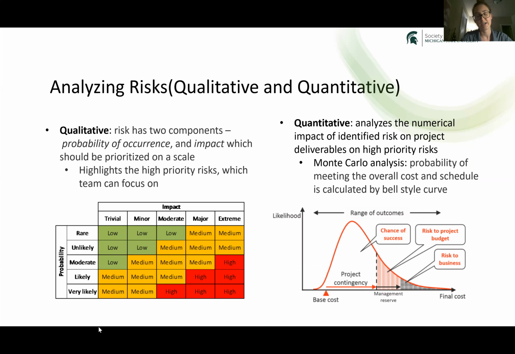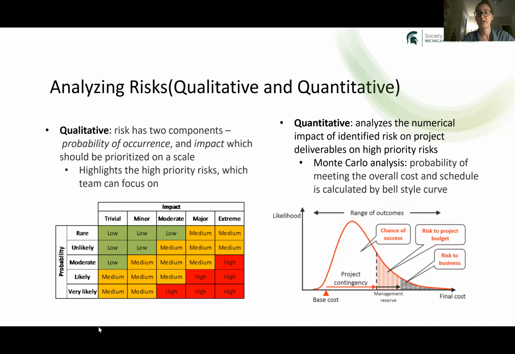So once you have your risks identified, you need to determine how likely each of those risks are to happen. And you can do this through qualitative or quantitative risk analysis. For qualitative, there's two components, which includes probability of occurrence and the impact of the risk. And qualitative risk analysis is very beneficial because it not only reduces uncertainty in a project, but also helps you focus on high priority risks, which you can plan out an appropriate mitigation response for.